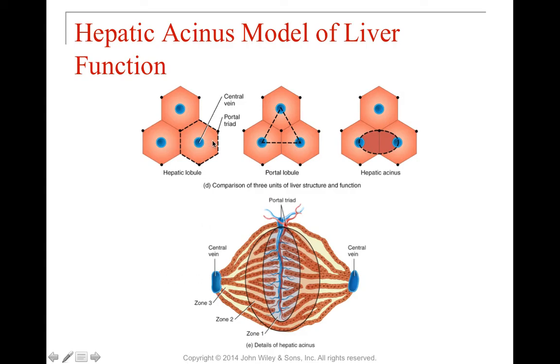So each of these is going to be, here's the central vein, here's the portal triad. This lobule is going to be between three of them, and then we also have an acinus in between the two of them. So there's three different units of liver structure and function. One is the hepatic lobule, one is the portal lobule, and then the hepatic acinus.